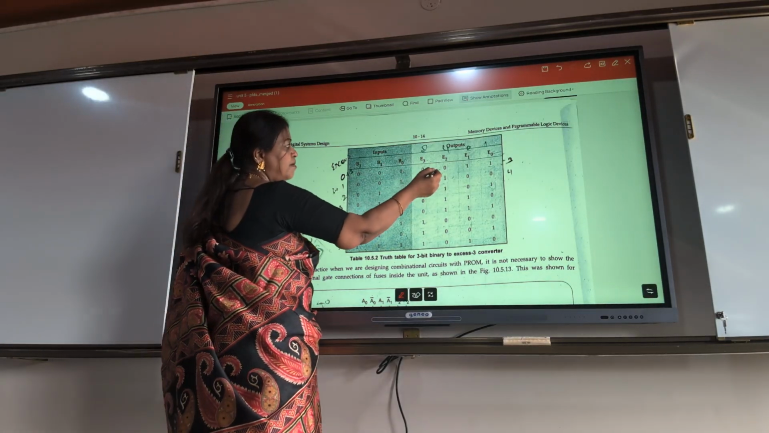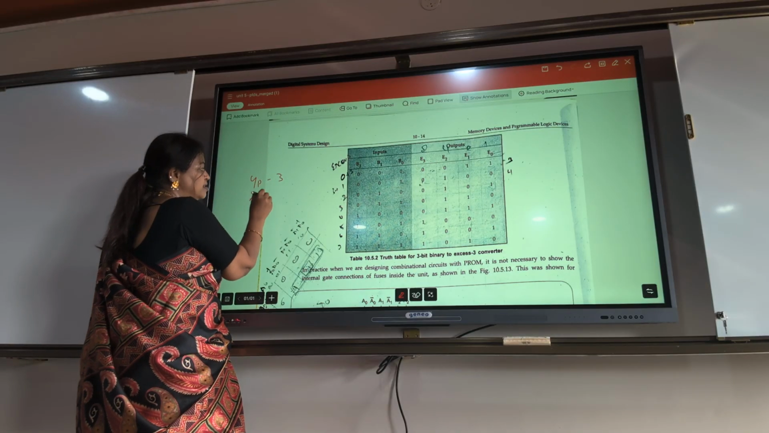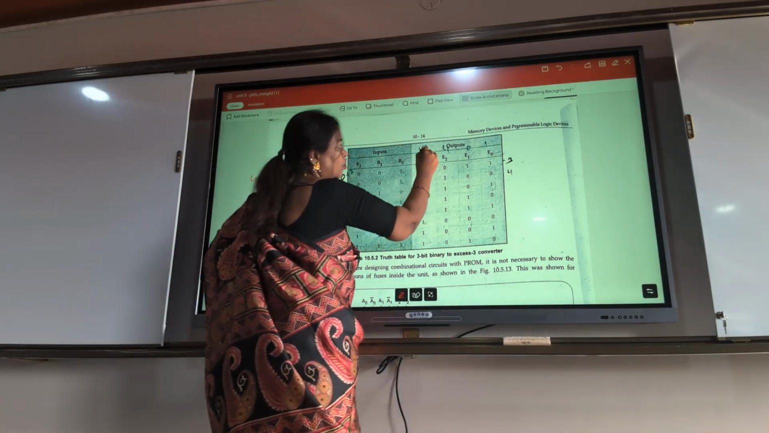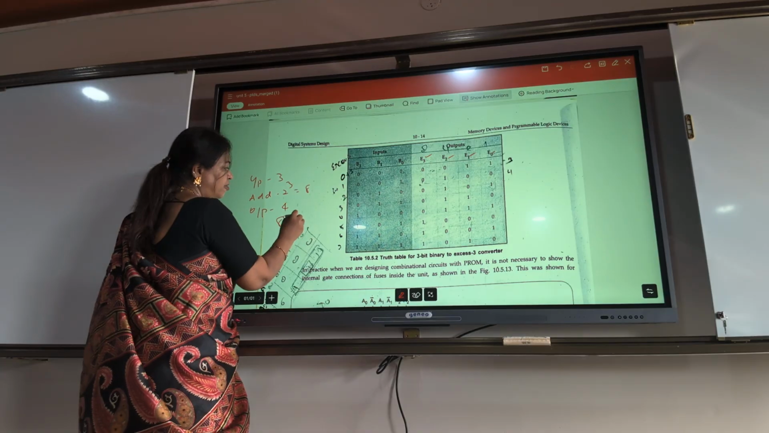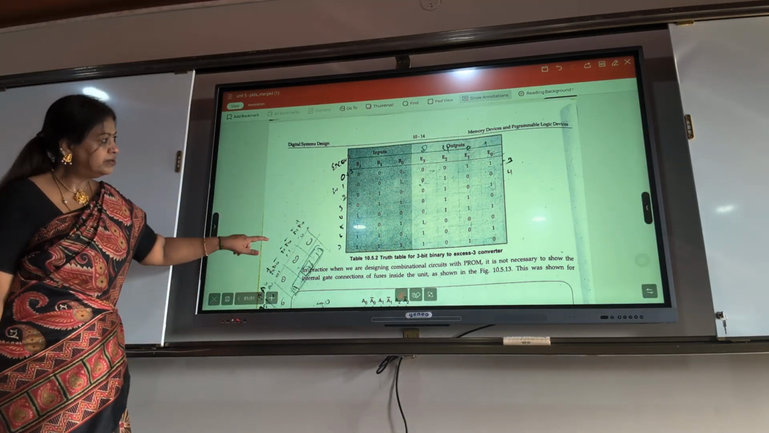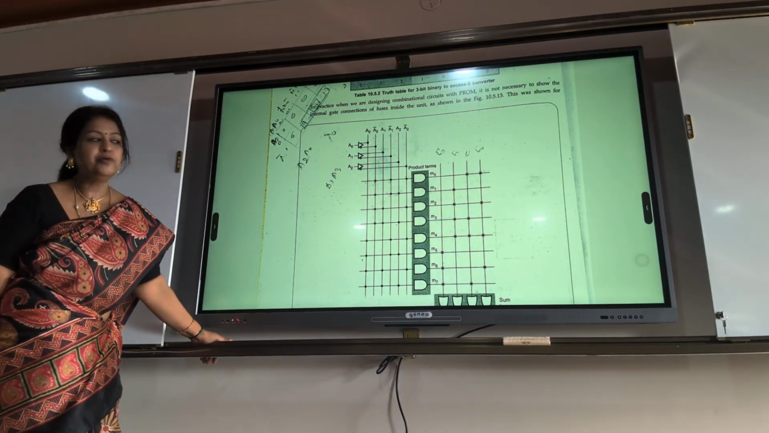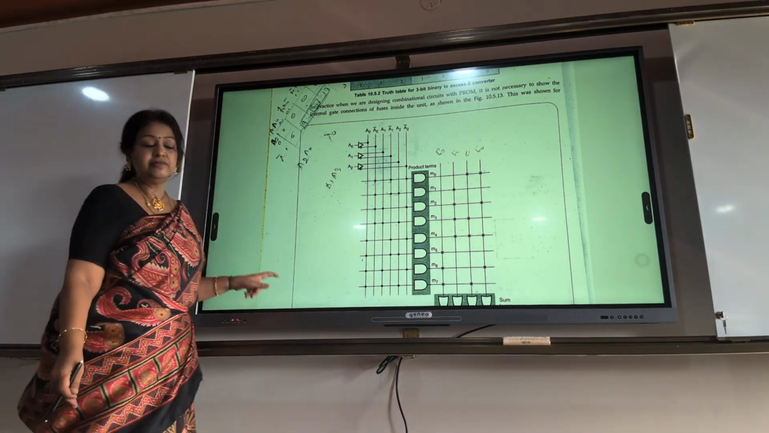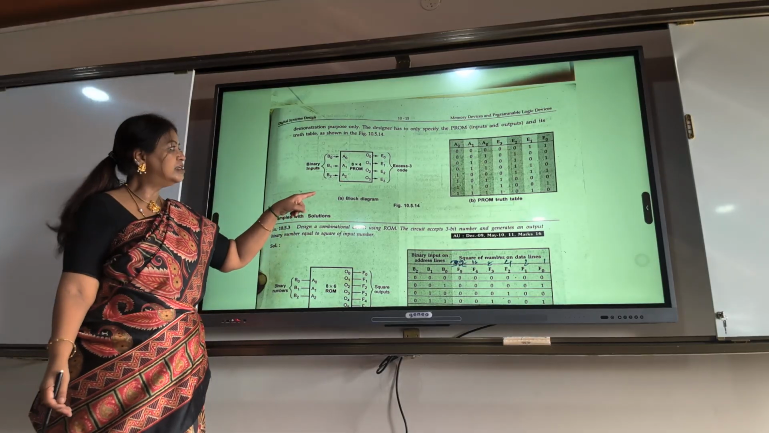What is the size of this ROM? Input is 3. What is the number of address lines? 2 power 3, 8. How many outputs are there? 1, 2, 3, 4. So output lines are 4. So 8 by 4 ROM. So with this, you are connecting these 4 output lines. And whatever min terms are shown, you have to mark there. Okay? Then you have to write the ROM table as well as the size.